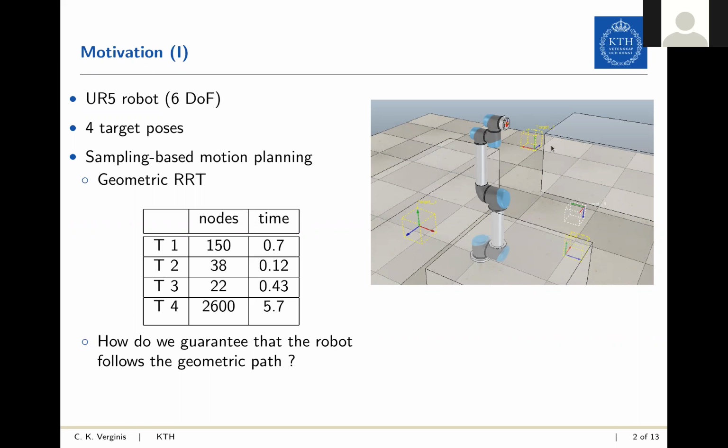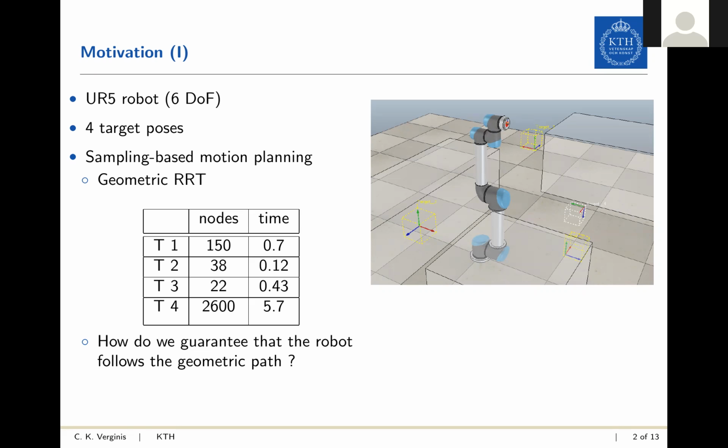So, for instance, here in the picture on the right, you see a UR5 manipulator which aims to navigate to the four targets shown here in cubes while avoiding obstacles, which are these rectangular shapes in the workspace. Motion planning has been studied a lot for many years, and there are numerous applications.